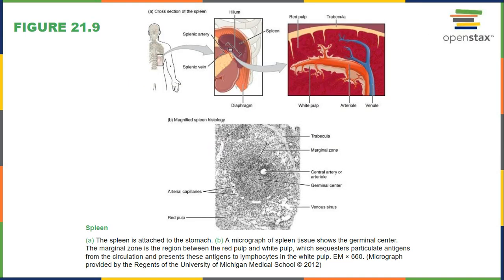And here's an illustration showing you how the spleen works. And so the spleen, once again, is just underneath the diaphragm. It's right next to your stomach and pancreas. And the spleen is very, very vascular. It actually stores some blood.